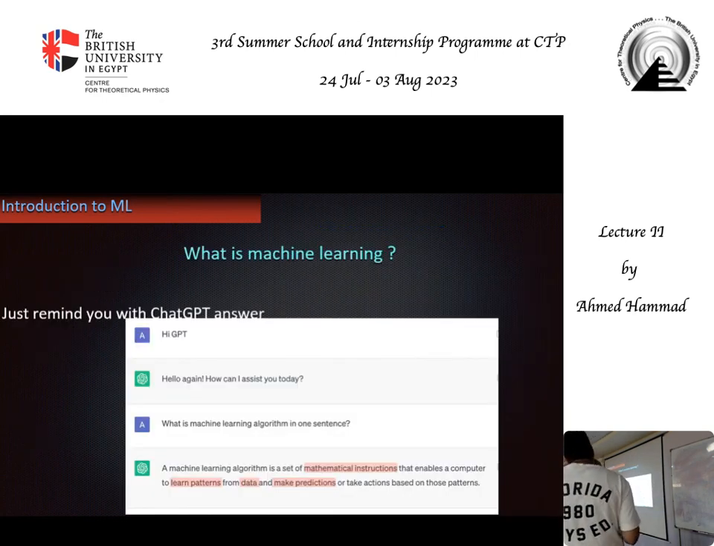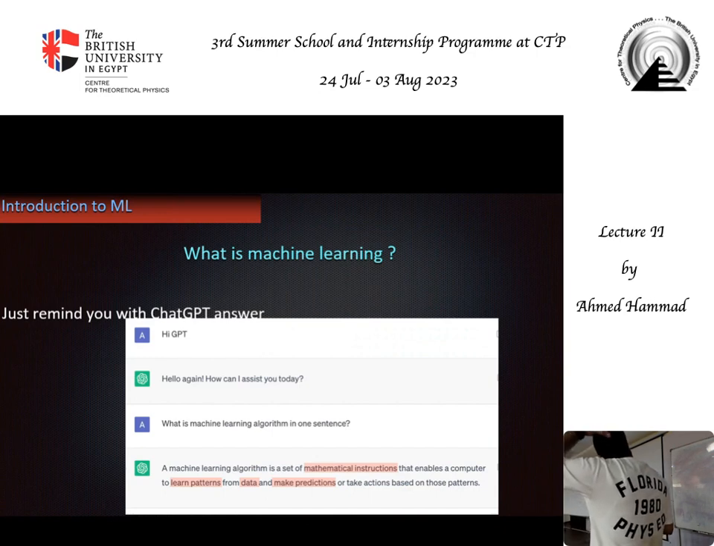So again, let me remind you of the answer by ChatGPT, and just my humble opinion and my humble advice that you should have used that one. So this is kind of magic. Then you have to get the advantage from the magic. So just a reminder again from ChatGPT, when I asked what a machine learning algorithm is, just in one sentence, the answer was: it's mathematical instructions that enable a computer to learn patterns from data and make predictions.